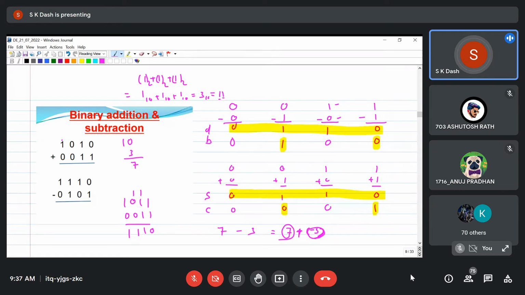Okay. So two things are important now. How to represent this minus 3, or these negative numbers. Once I know how to represent negative numbers, then I can convert this subtraction problem into an addition problem. That we'll learn in the next slides. Okay.